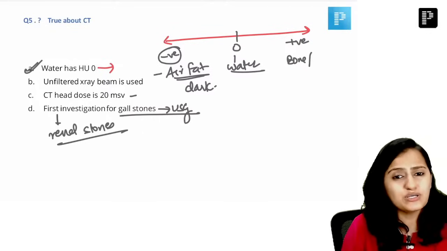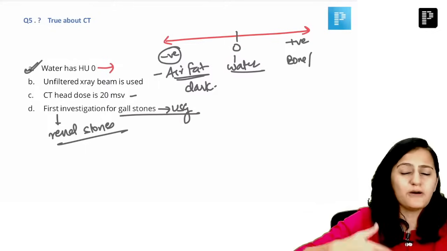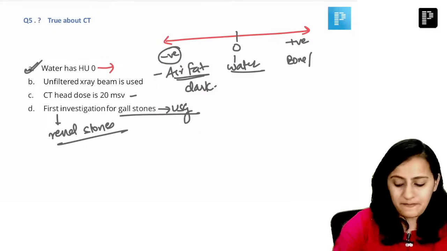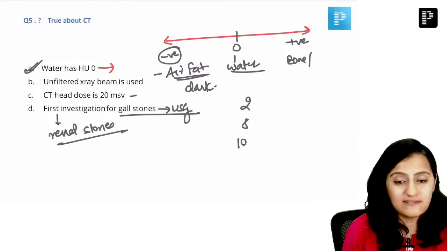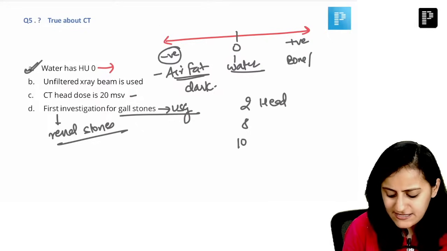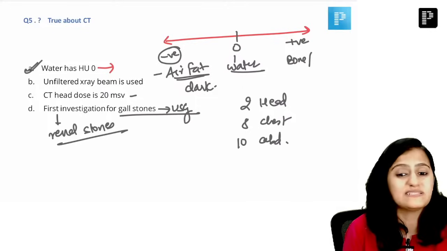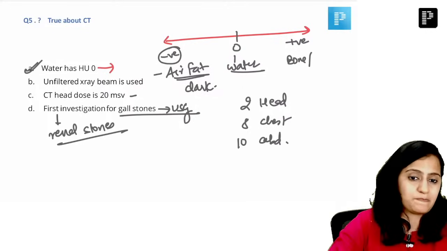CT dose, remember, starting from the top, it is 2, 8 and 10. CT head dose is 2, chest is 8 and abdomen pelvis is 10. So, CT head is 2 millisieverts, CT chest is 8 millisieverts and CT abdomen is 10 millisieverts. 2, 8, 10.